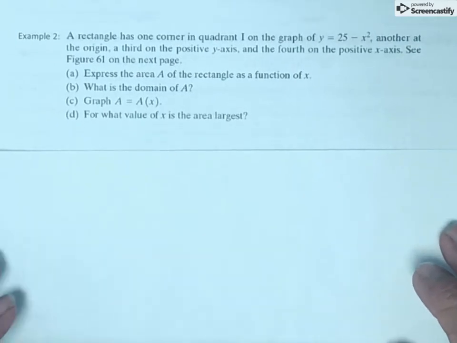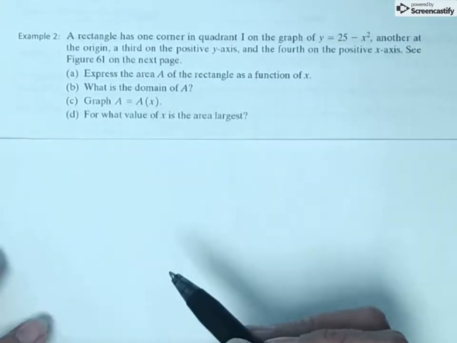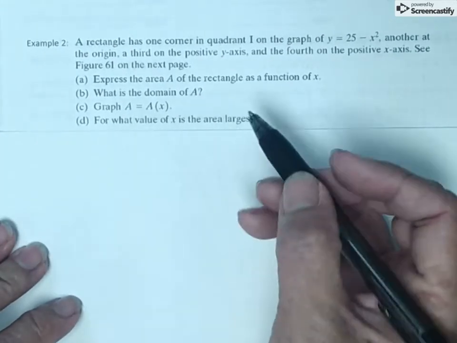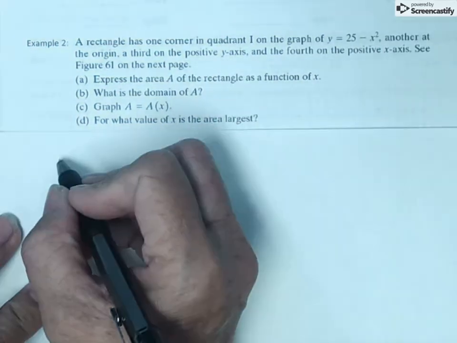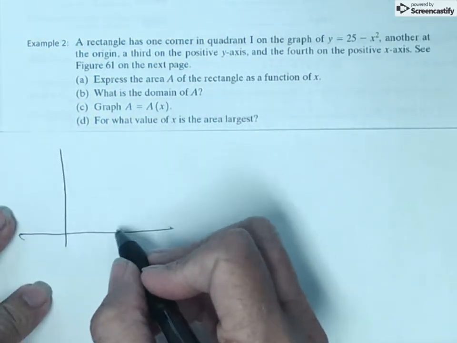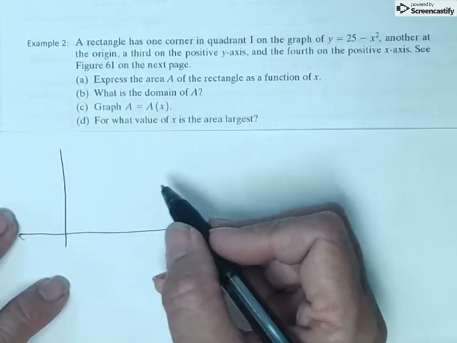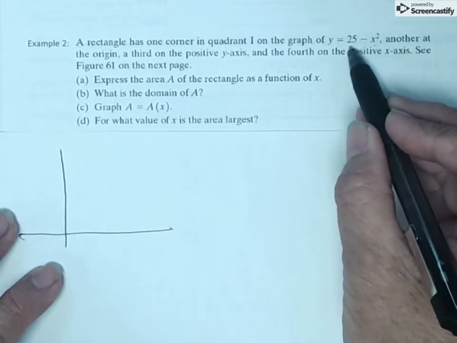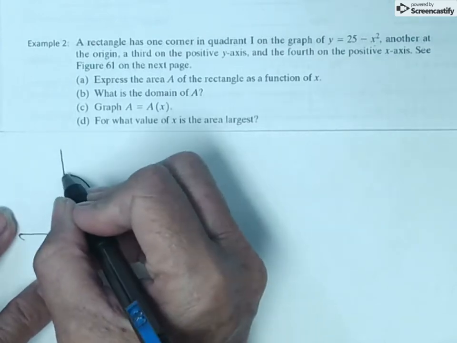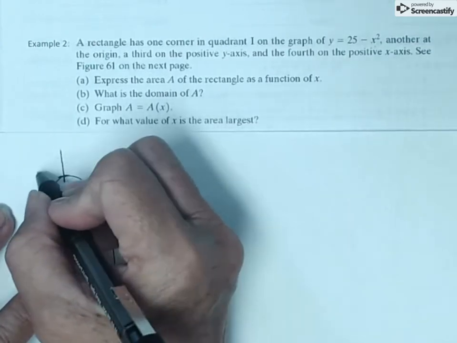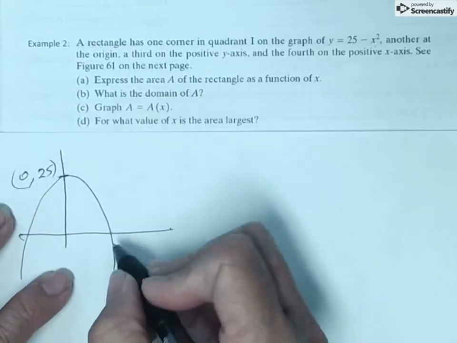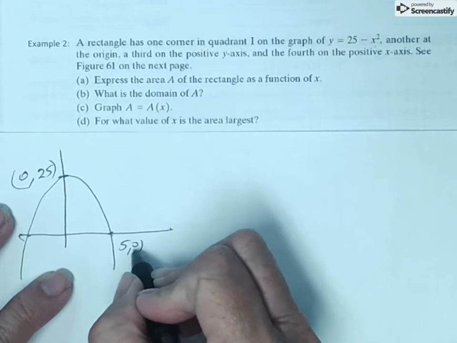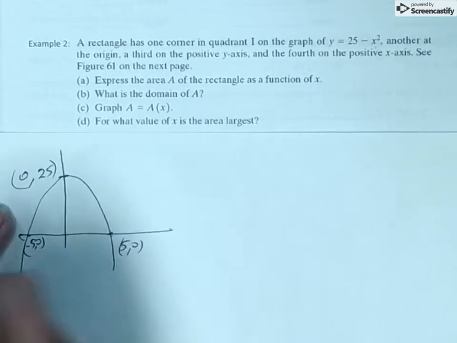Okay, we're still on section 2.6, the second example. And again, it's always a good idea to draw a picture on word problems if possible. So I've got a rectangle in quadrant 1. Here's quadrant 1, and the corner is on this graph. So this is a parabola that's been reflected and moved up by 25. So this is at 25. And because it's symmetrical, I know that this side is at 5, 0. This one is at negative 5, 0.